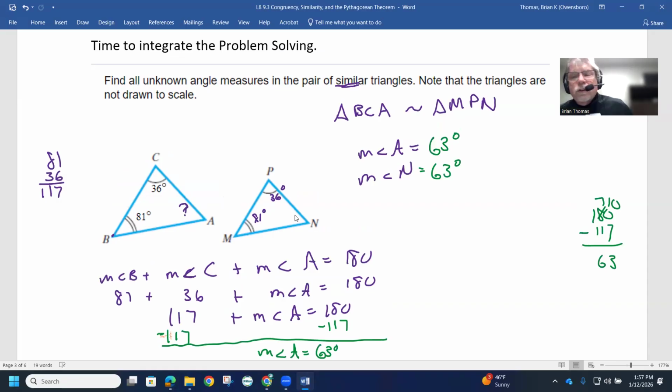So the only thing we have to know is, wait a minute, they gave us two angles of a triangle. Well, I can find the third angle of a triangle because all three angles of a triangle have to always equal 180 degrees. So we have enough information to solve the problem.